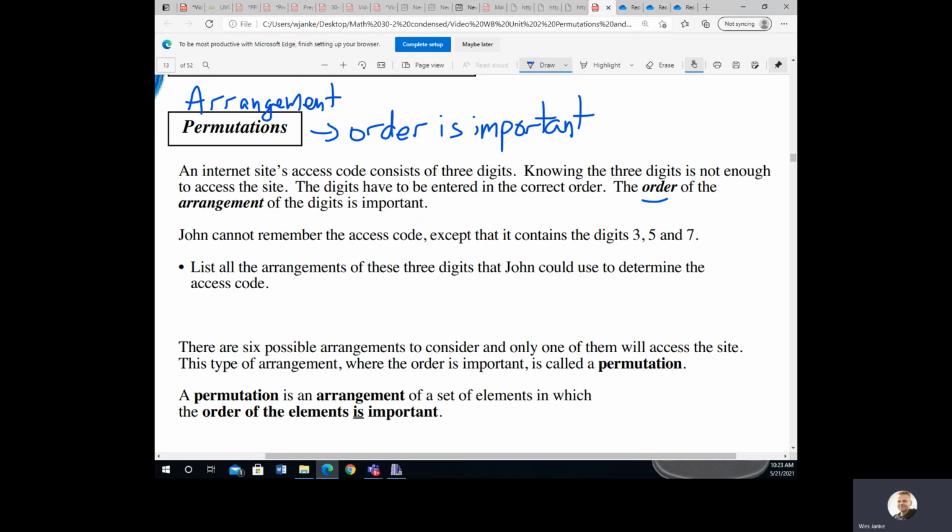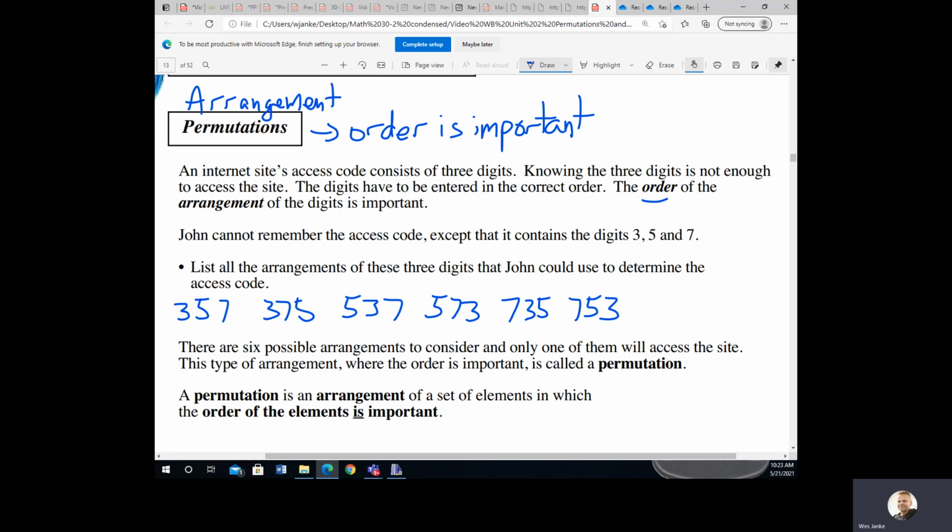So let's list the arrangements. So 3, 5, 7 is possible. 3, 7, 5. 5, 3, 7. 5, 7, 3. Or 7, 3, 5. 7, 5, 3. So basically there's 6 options.